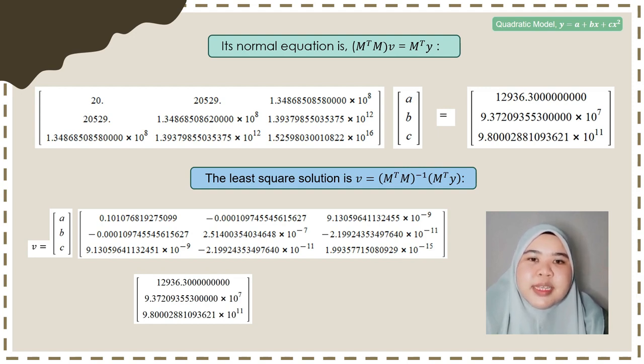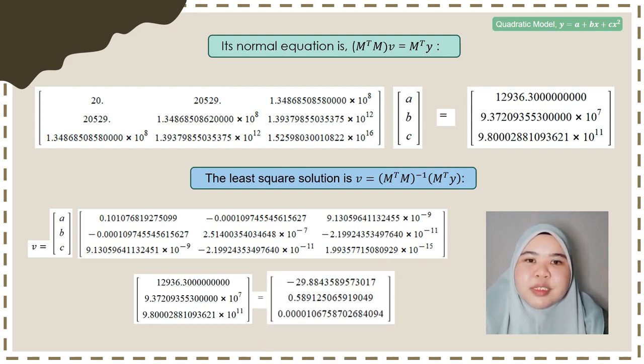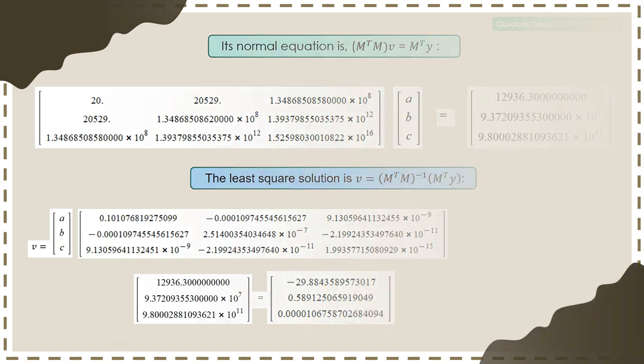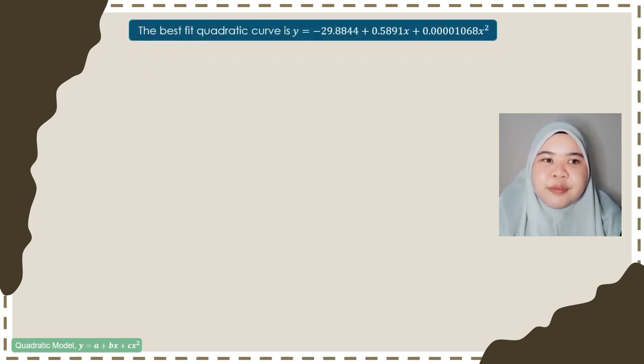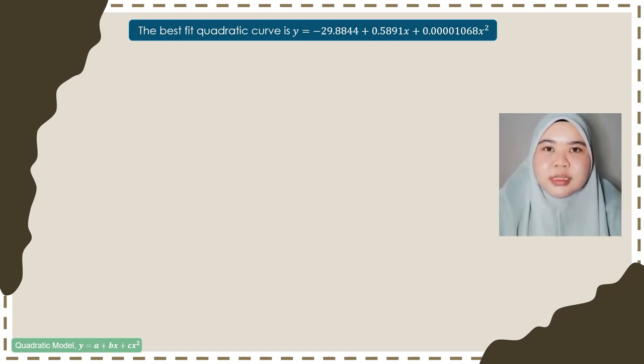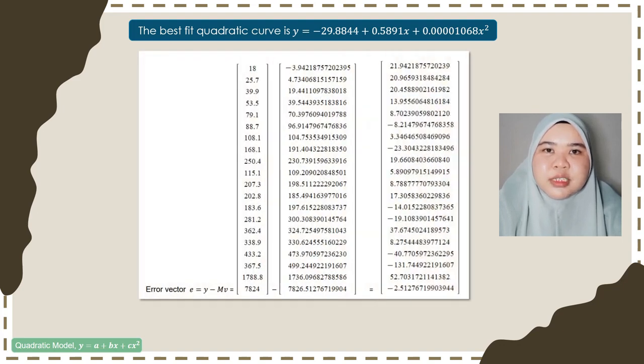So, we will get negative 29.88436, 0.58913, and 0.0001. From the least square solution, we will get the best fit quadratic curve. The best fit quadratic curve is y equal to negative 29.88436 plus 0.58913x plus 0.0001x squared. Next, we need to find the error vector, which is E equal to y minus MV.